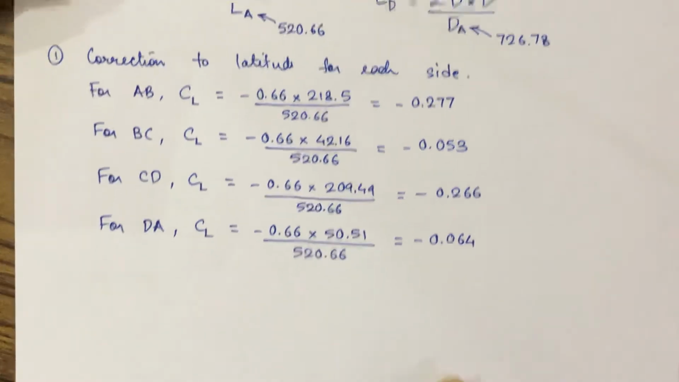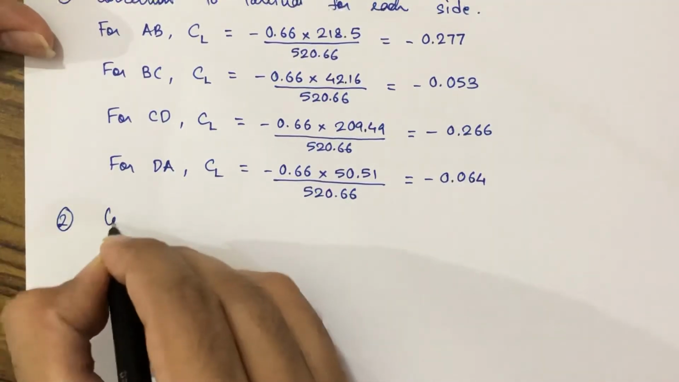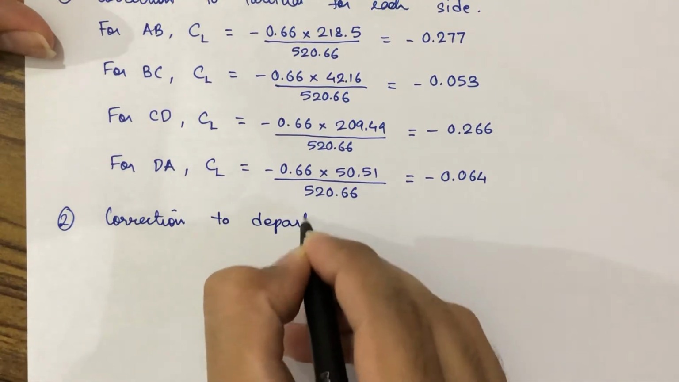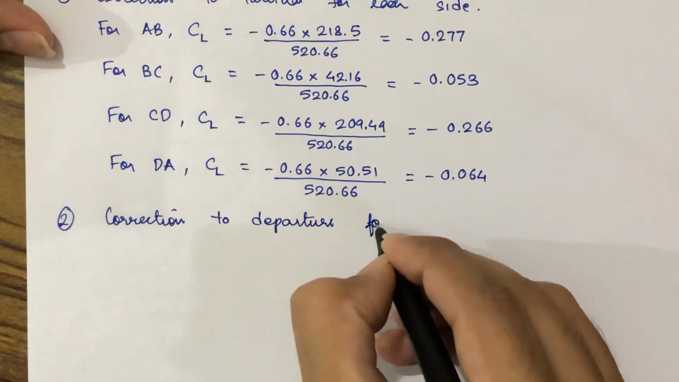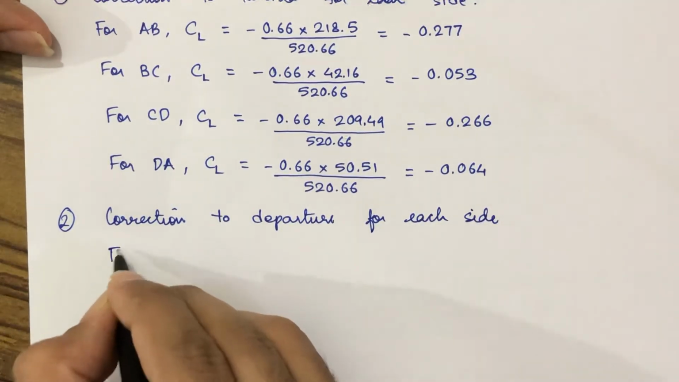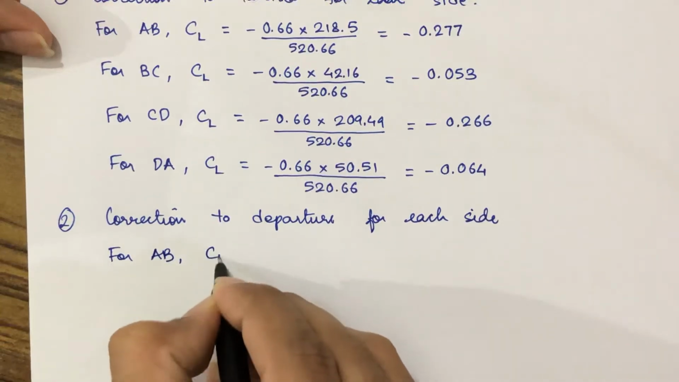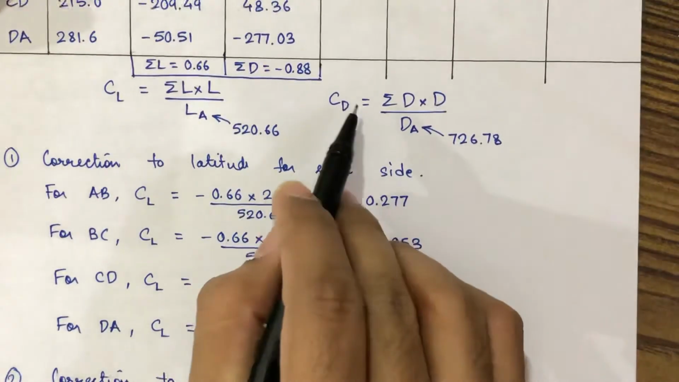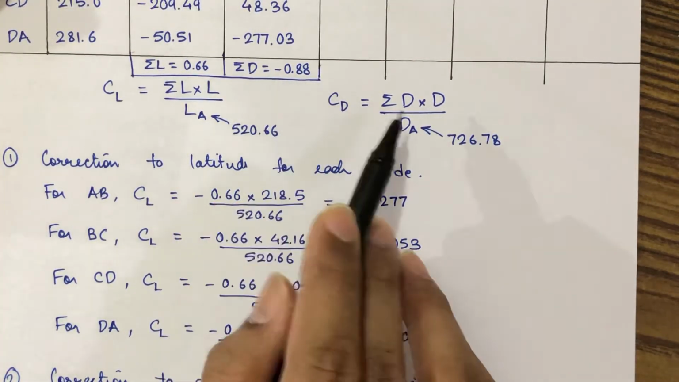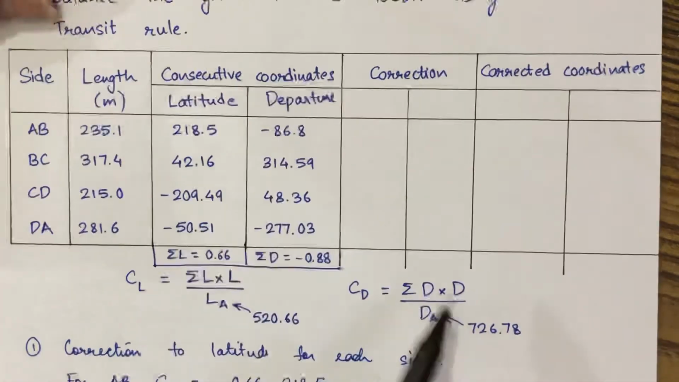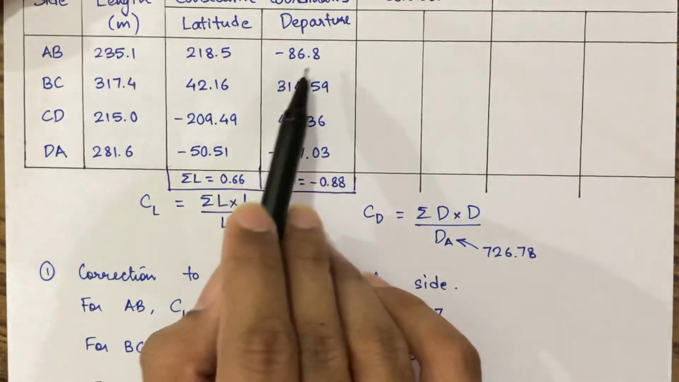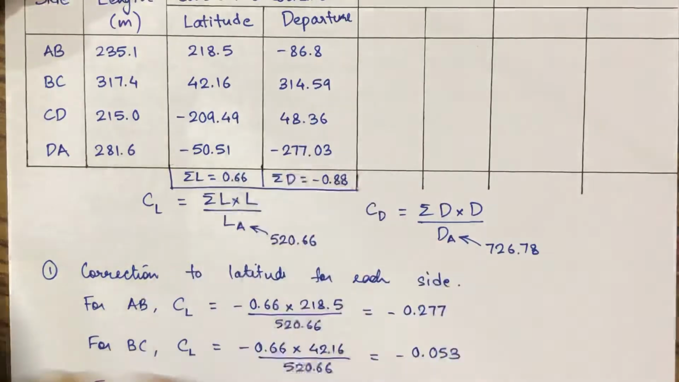Similarly, we need to find the correction to departure for each side. For side AB, the correction to departure is given by this formula: summation capital D into capital D upon capital D A. The departure will change for each side, and these values we have to substitute. For side AB, the departure value is minus 86.8, but the minus sign we need not consider.